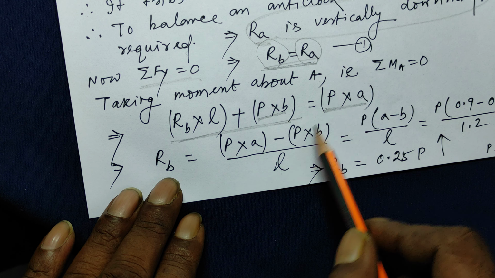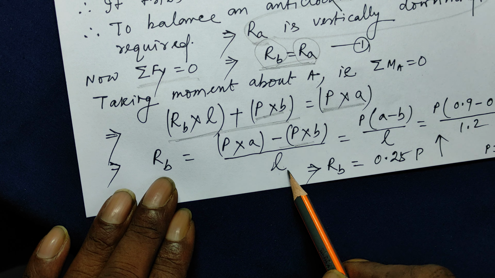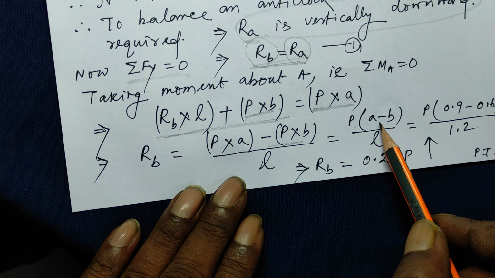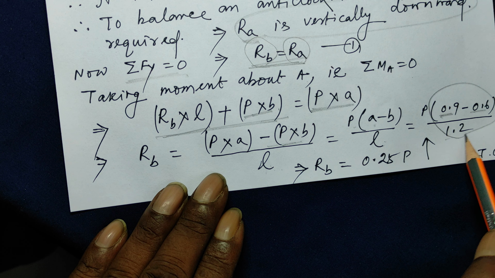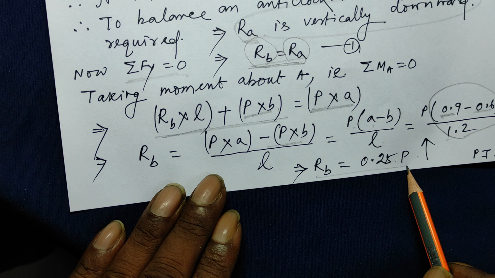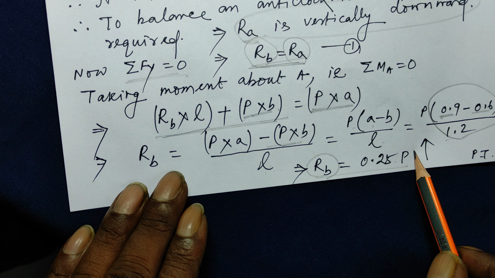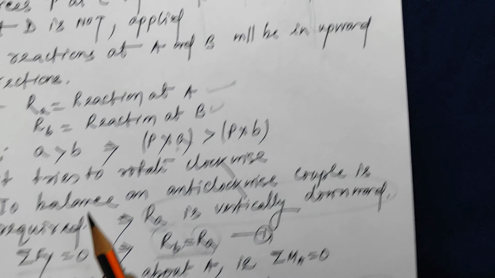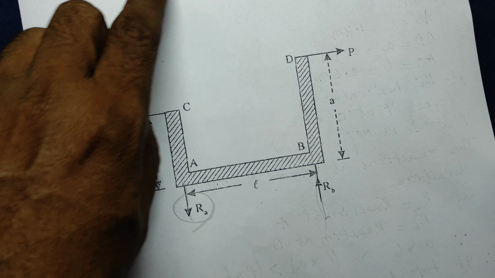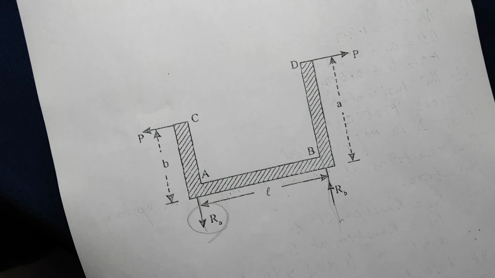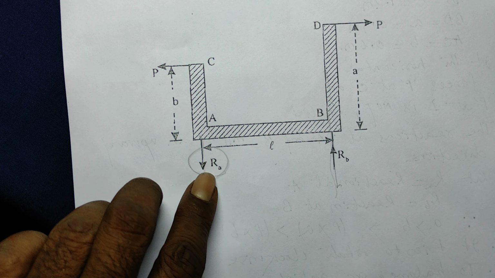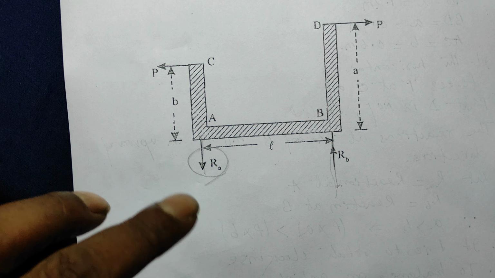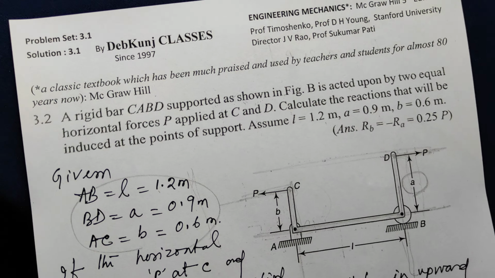Now take this to the right hand side, it is subtracted; take this L to the right hand side, it is divided. So take P common, so we are left with A minus B. Put the value of A, put the value of B, put the value of L, and divide this, you get 0.25 times P as your reaction force at B, vertically upward. And therefore, the reaction at A is also the same, 0.25 P vertically downward. So I hope it is clear why the reaction at A has to be vertically downward: to balance it, right? Because it is in equilibrium. So that is all about it.